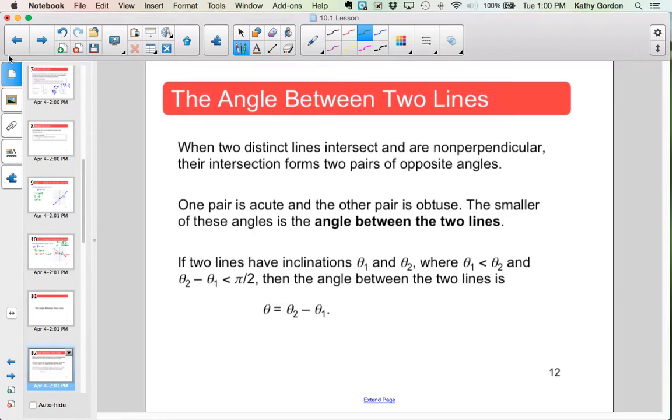Okay? So if they're non-perpendicular lines, they're going to intersect in a way that's going to create one pair of acute angles and one pair of obtuse angles. And when we're being asked to find the angle between two lines, the assumption is that we're interested in the acute angle. Okay, that's always what we're referring to, is the smaller of the two, which is going to be the acute angle.